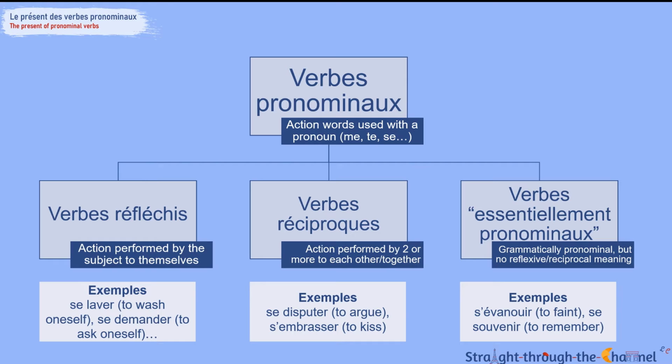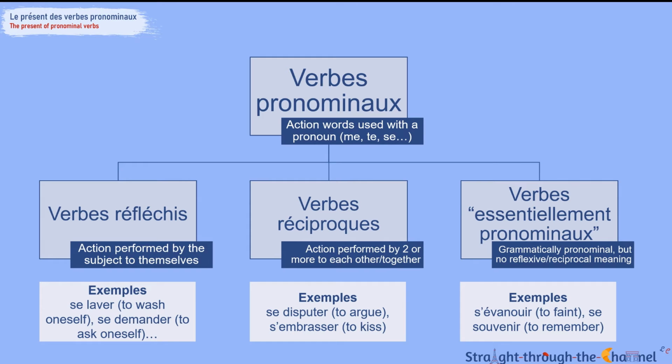There are three main kinds of pronominal verbs. The first one is reflexive verbs, when the action is performed by the subject onto themselves. So, for example, se laver, to wash oneself, or se demander, to ask oneself or to wonder. Reciprocal verbs is when the action is performed by two or more people, to each other or together. For example, se disputer, to argue, or s'embrasser, to kiss. These ones are only used with plural subjects because you need several people to be able to do the action.